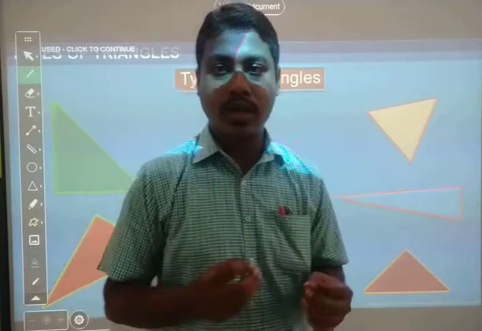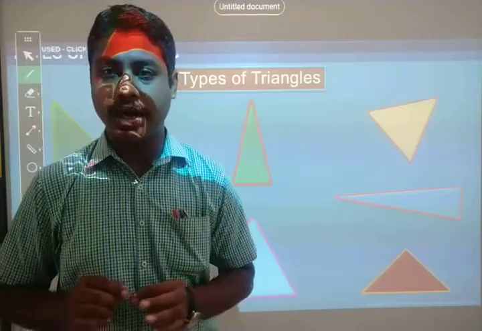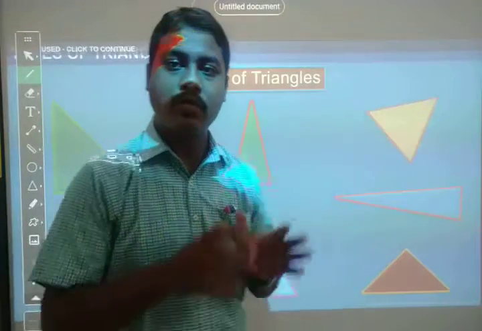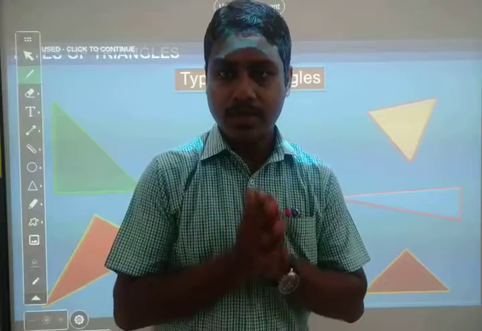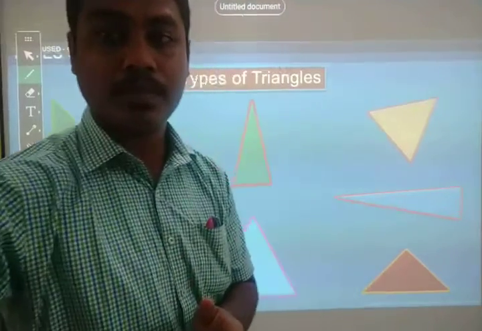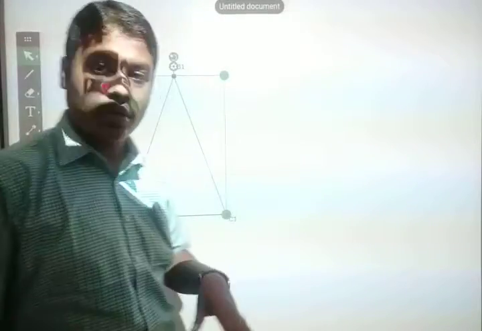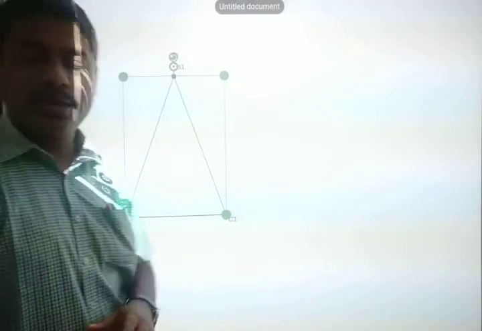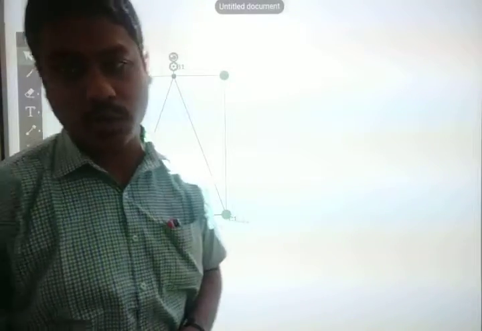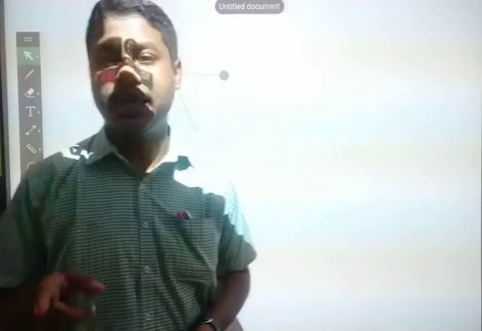We have to consider what are the parts of a triangle. So firstly I will start with the different parts of a triangle. So let us start. First of all, if you consider the triangle that I have drawn, this triangle has three different parts. One is called the sides, one is called the vertex, and one is called the angles.